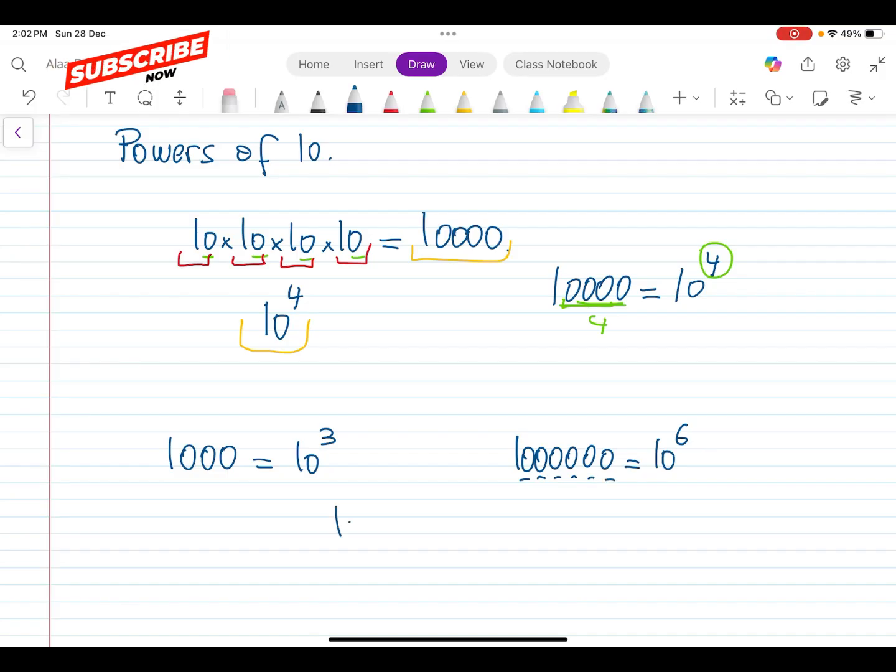Another example, what is 10 to the power of 5 in standard form, or evaluate 10 to the power of 5? Simply 1 and 5 zeros.